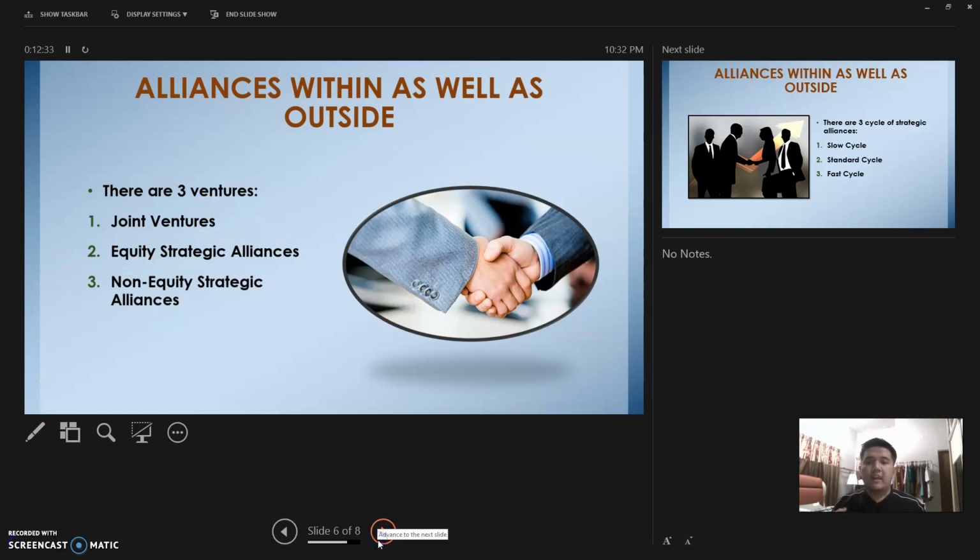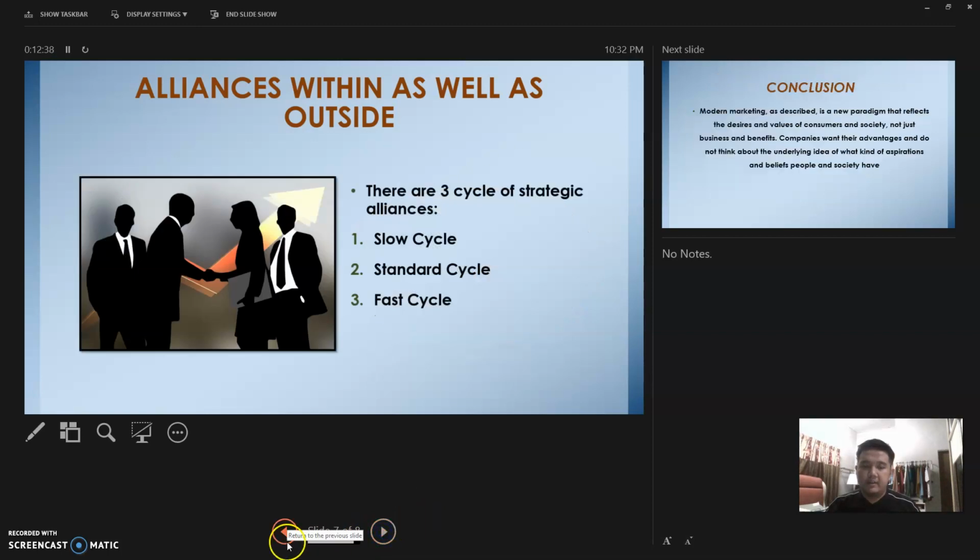We move on to the next slide of alliance within as well as outside. But in this slide, we will be focusing more on three cycles of strategic alliance. As you can see in this slide, there are three cycles of strategic alliances. The first one is slow cycle, the second one is standard cycle, and the last one is fast cycle. For the first cycle, it means for comparatively long periods of time, the competitive benefits of the business are protected.